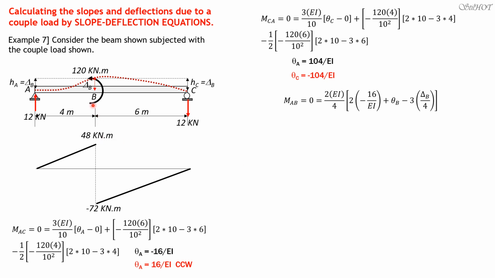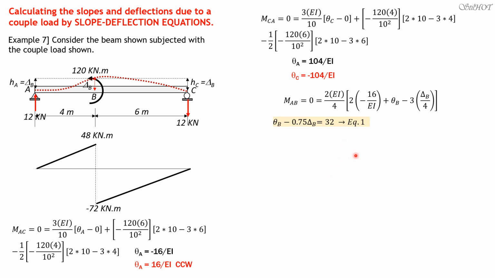Likewise, we also have MBA. MBA this time is 48, counterclockwise, but we expect clockwise as positive for slope deflection, so counterclockwise we treat 48 as negative, and since the moment at A is 0, we use the other formula 3EI over L. So moment BA is negative 48 equals 3EI over L, which is 4.